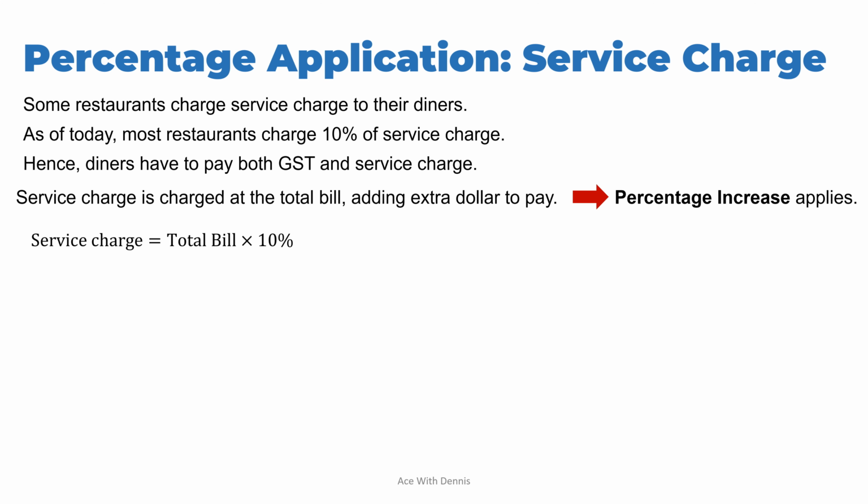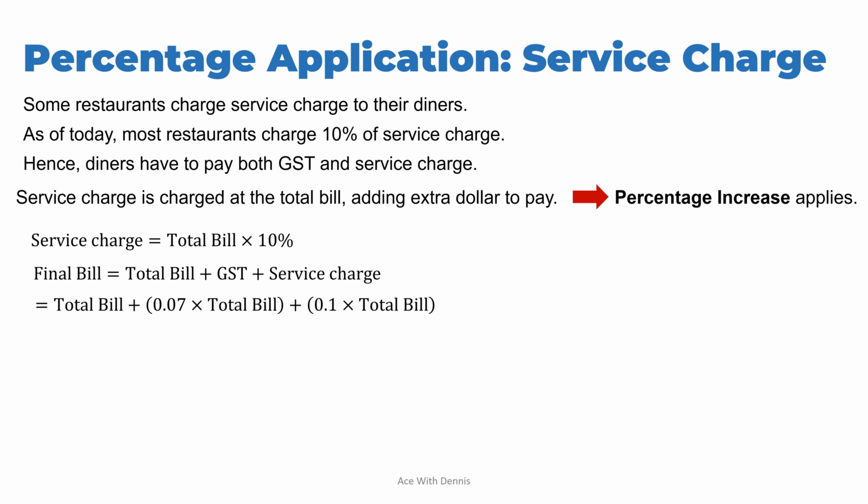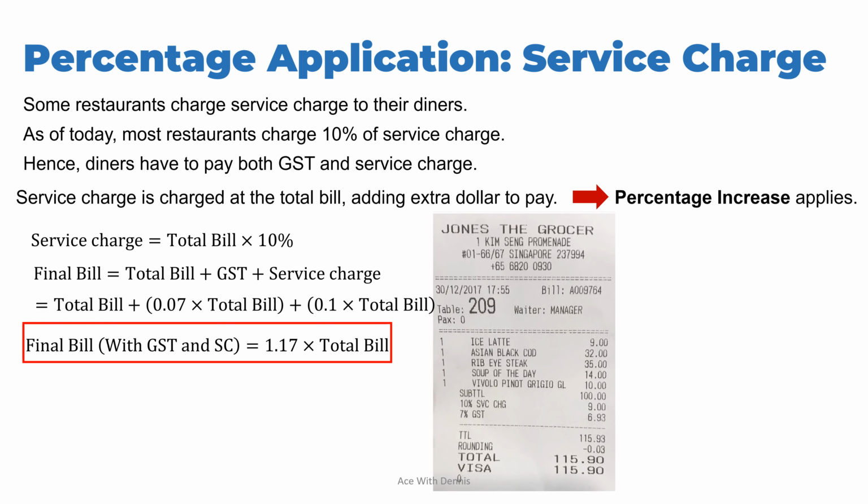So this is how we calculate service charge. It is total bill times 10%, and the final bill will be total bill plus GST plus service charge, which means total bill plus 0.07 times total bill plus 0.1 times total bill. When you add everything together, the final bill with GST and service charge is 1.17 times total bill.